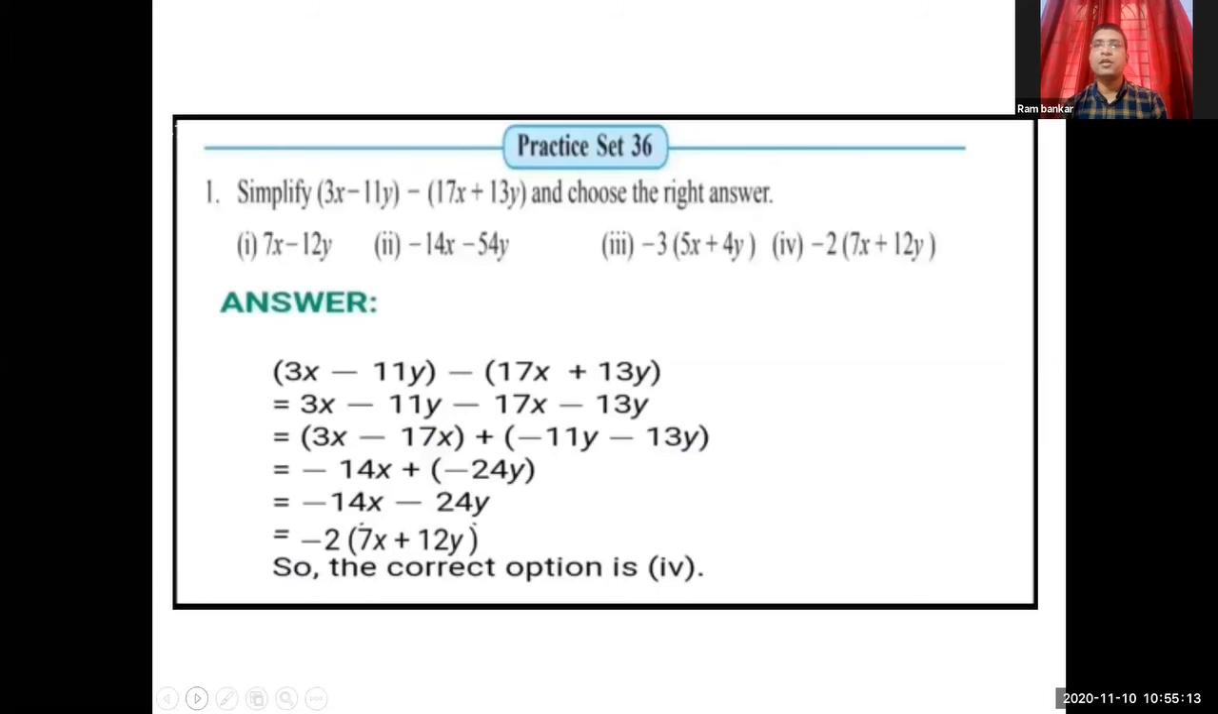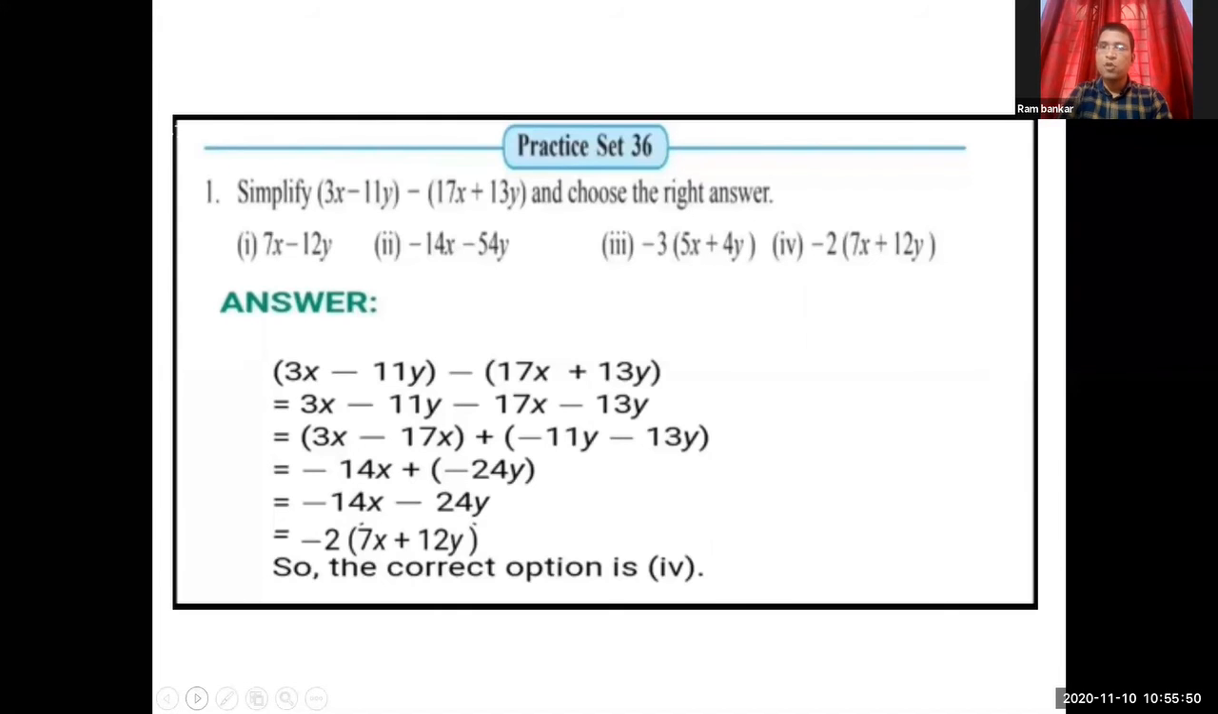Practice set 36, which is a multiple choice question, and students like multiple choice questions. Even in the scholarship, that type of sums came. Okay, that is 8th standard scholarship also, that type of sums came. Simplify. There are two expressions, 3x minus 11y minus 17x plus 13y, and choose the right answer. There are 4 options given.